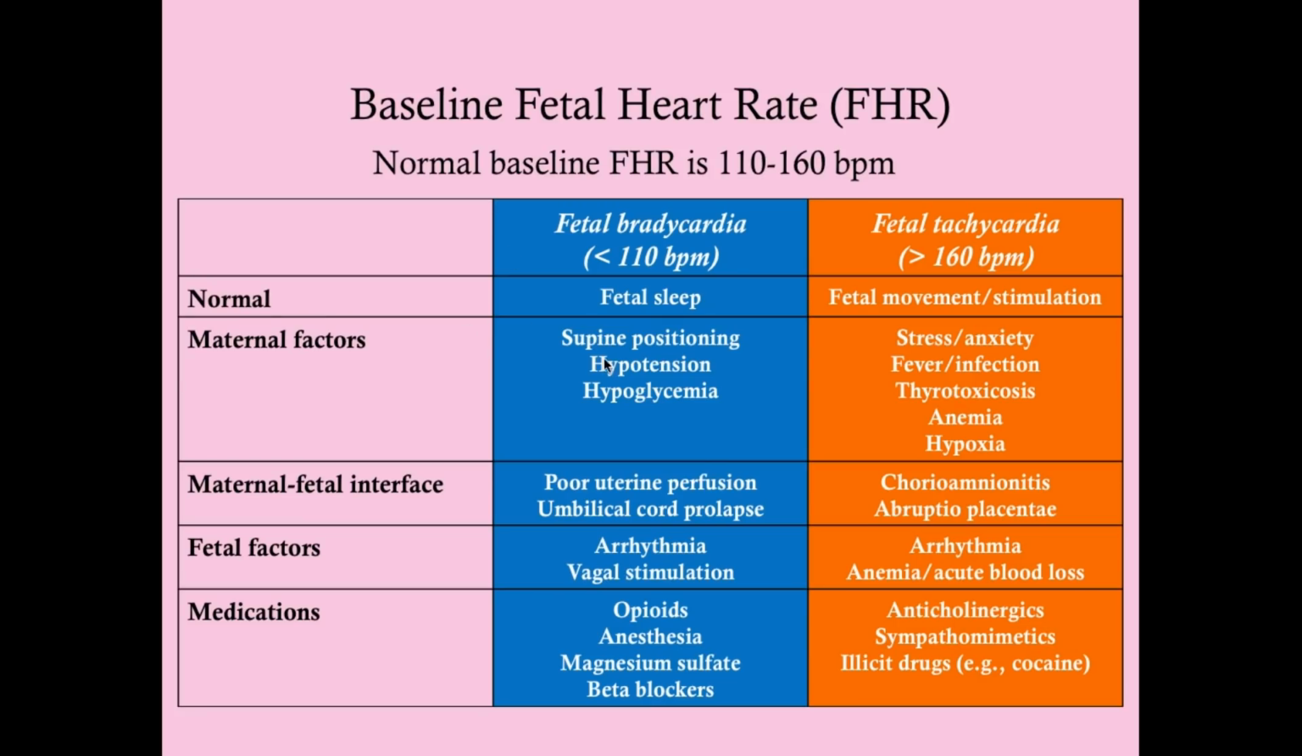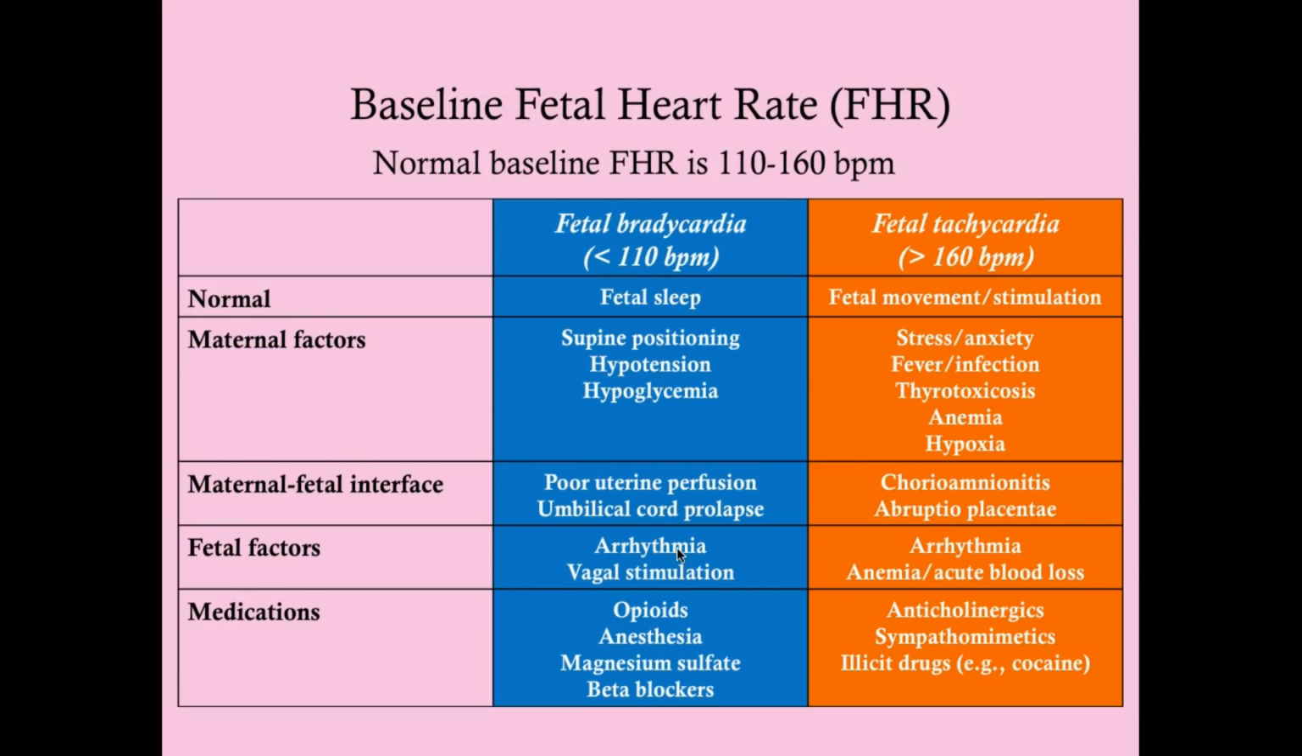Okay, so some of the maternal factors. Supine positioning kind of goes along with hypotension. Why? Because when the baby's head is sitting on top of the inferior vena cava, it's going to reduce the blood flow back to the heart. That's going to reduce the cardiac output and hence reduce the blood pressure. Hypoglycemia can also cause bradycardia in the fetus. At the maternal-fetal interface, poor uterine perfusion. This is very, very bad if this is happening. And umbilical cord prolapse, also a big obstetrical complication.